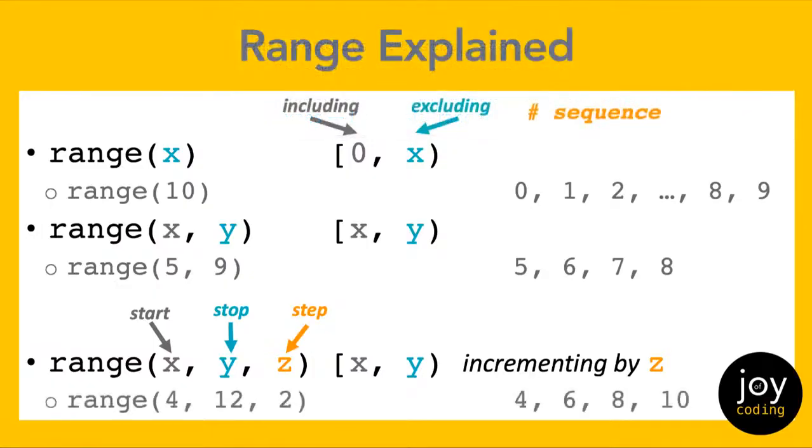So let's look at an example here. range(4, 12, 2). We're going to start at 4, go up through but not including 12, and we're going to go up by 2 each time.